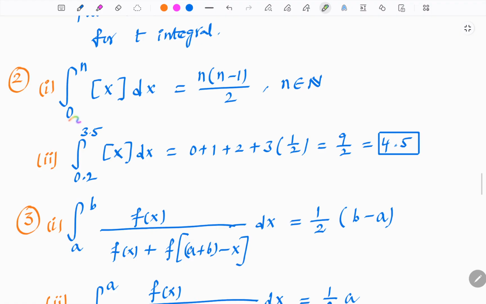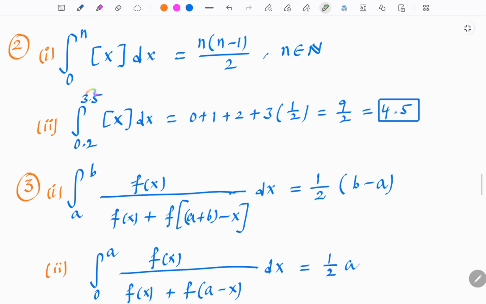Second one: if any integral from 0 to a fixed number, keep in mind, with the step function, that is the greatest integer function or floor function, then from 0 up to n, see, instead of n they will give 6, then 6 into 5 by 2, like that we will find. Clear? Where n is a natural number. Clear, students? Here n never goes to be 0. Why? Because if any integral has the same limits, the integral goes to 0, right? Any doubt? No doubt? Then it is n into n minus 1 by 2.